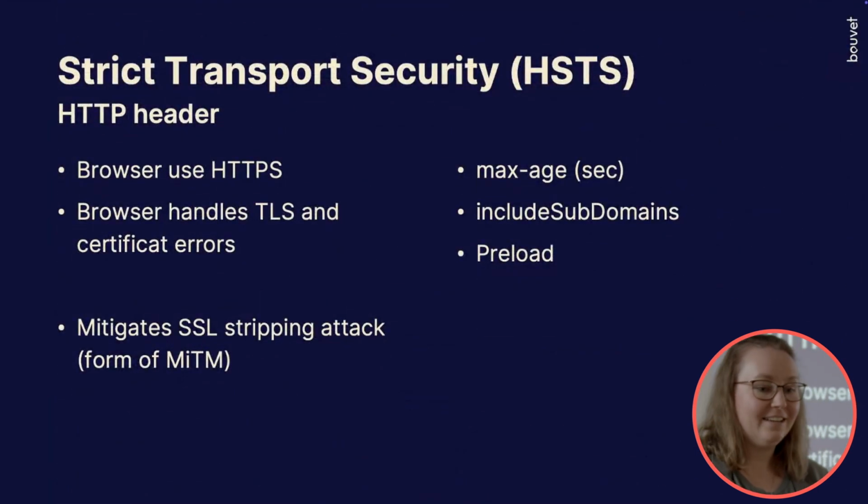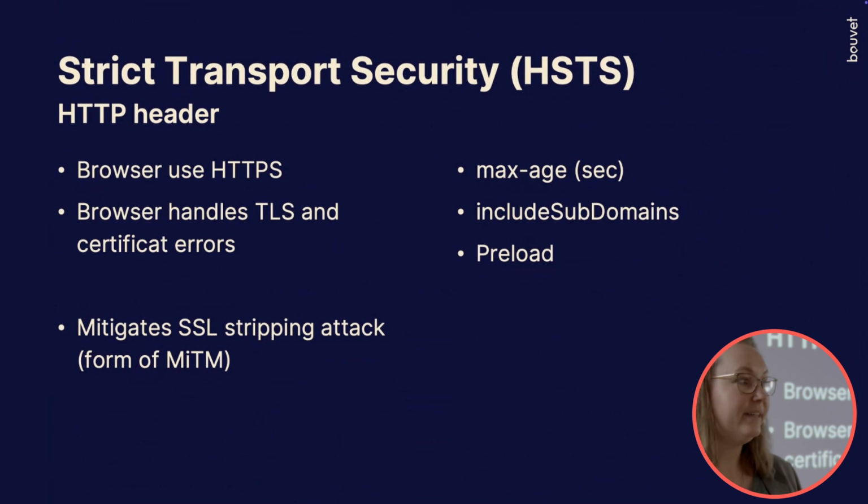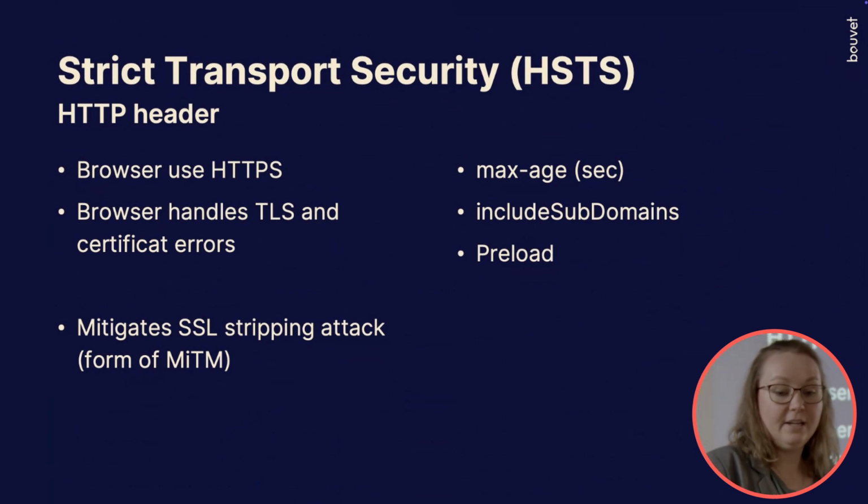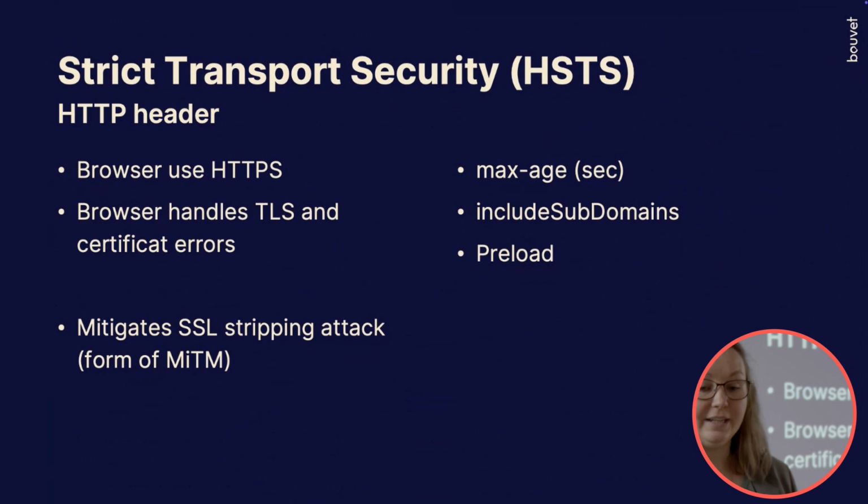So the first header is the strict transport security header. It's an HTTP header that tells the browser to use HTTPS and handle TLS and certification errors. The only thing you have to use here is the maximum age. This specifies how long a browser should remember that the domain should only be accessed through HTTPS. You can also use include subdomains, which does exactly that, include the subdomains on your page, and tells the browser to use HTTPS on them as well.